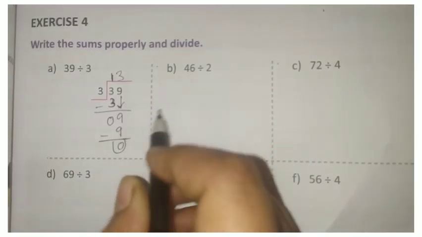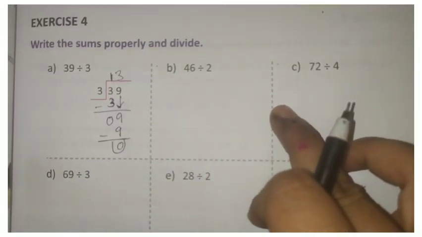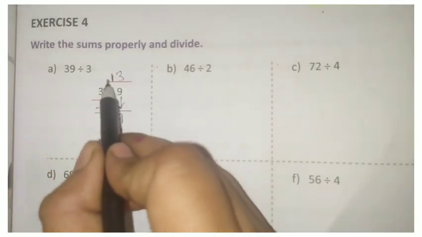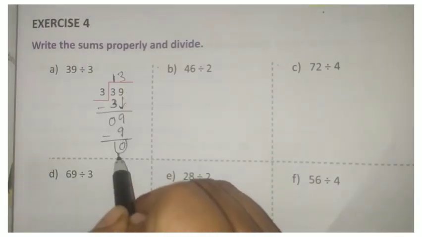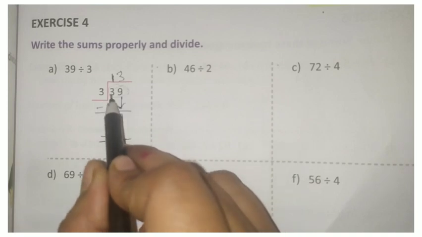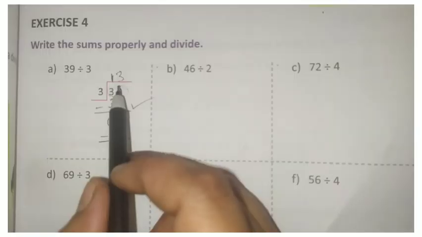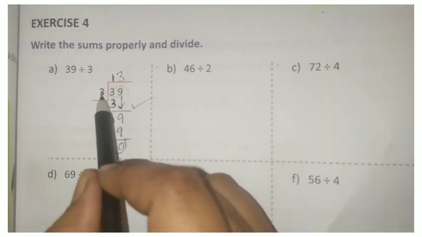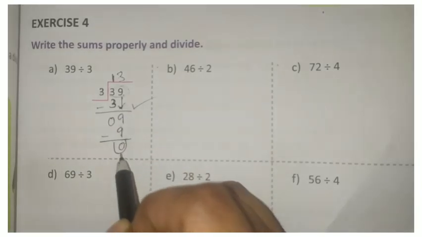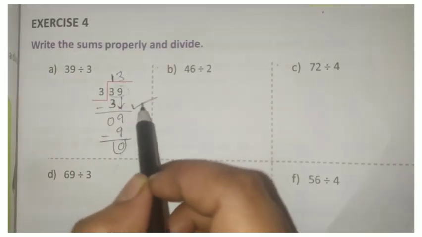Okay, do all these in your fair notes and do the check also. Multiply these two and add this. You have to get this 39. If you get 39, then this answer is correct. 13 3s are 39 plus 0, 39. Okay, this answer is correct.